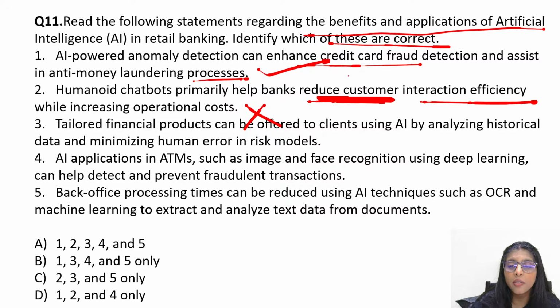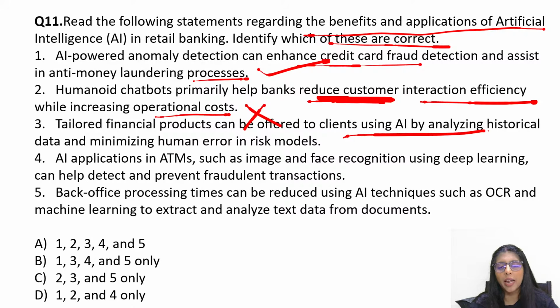Increase the efficiency and reduce the cost. It's basically vice versa, it is written the opposite way. Tailored financial products can be offered to the client using AI by analyzing historical data and minimizing the human error in risk models. It's correct.